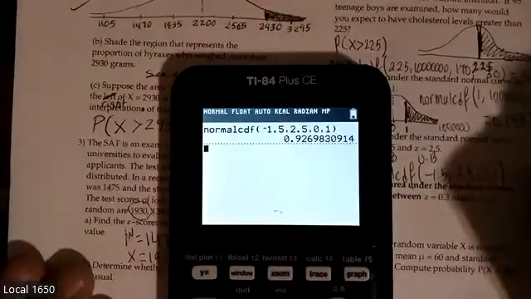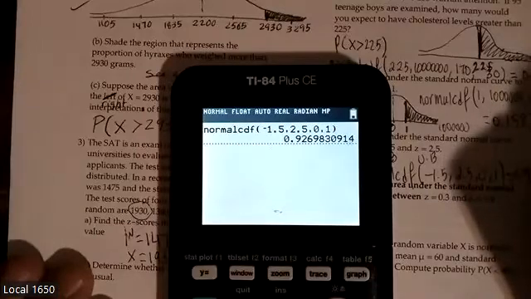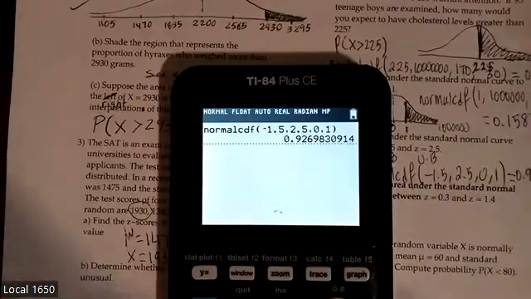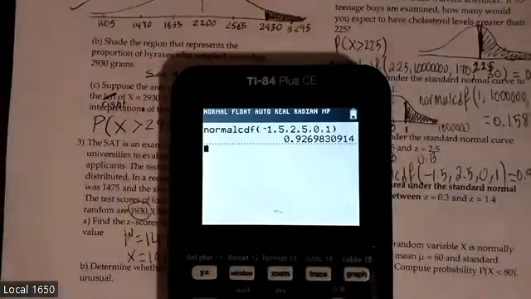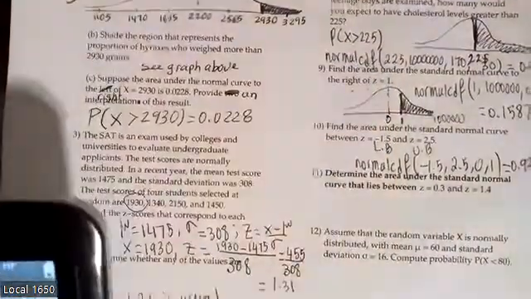If he says round to 4 decimal places, you just round it to 4 decimal places. All right, so that's number 10.